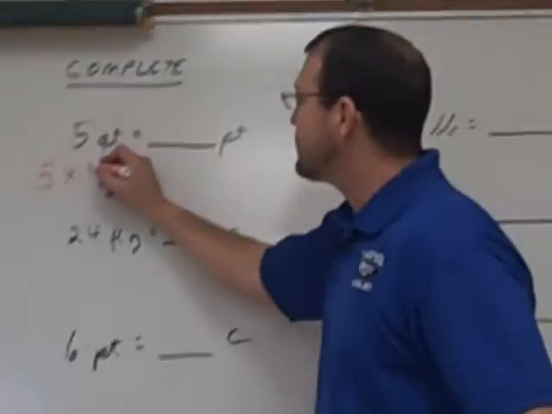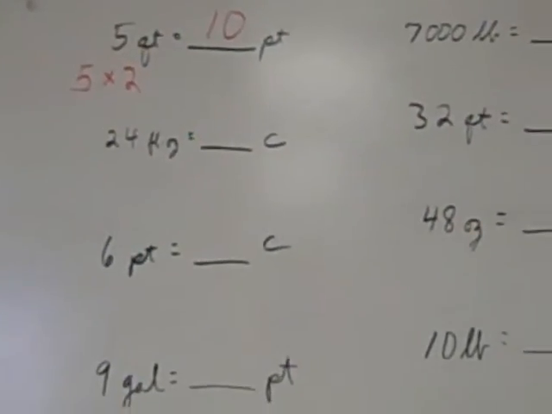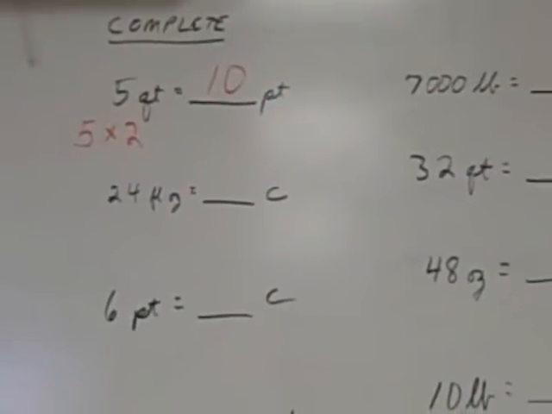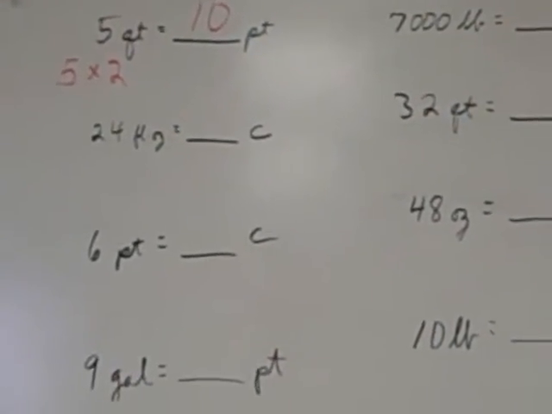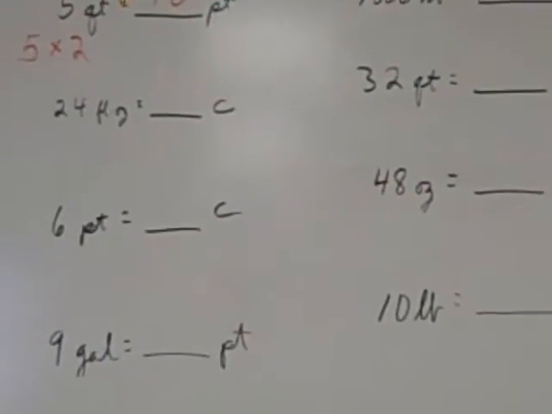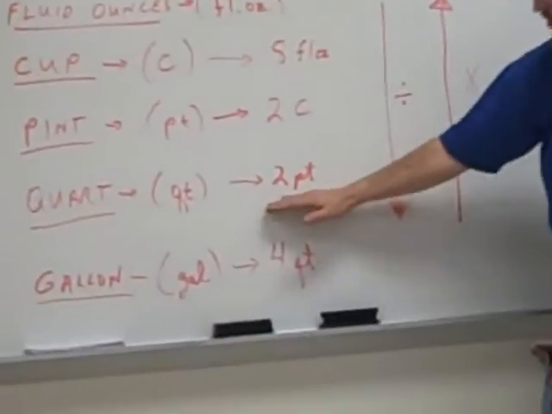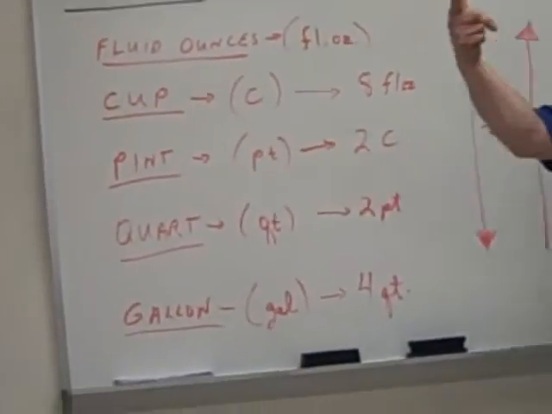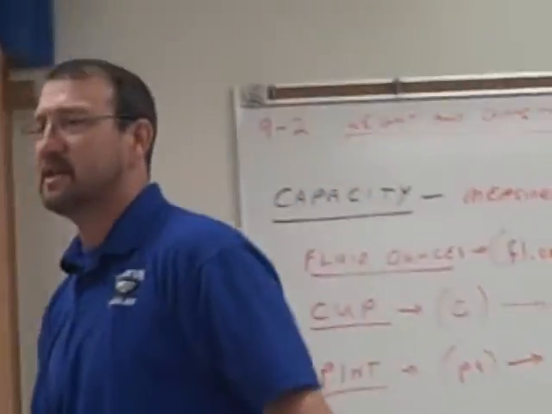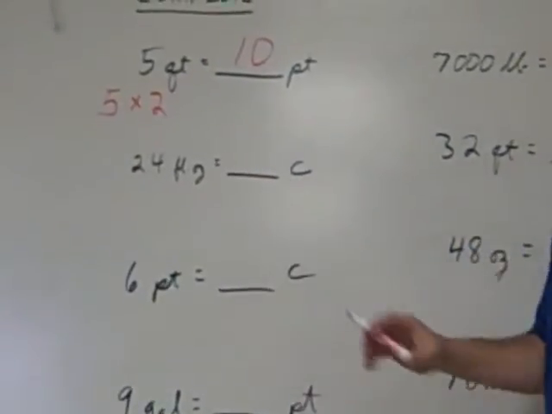Do the mathematics. So what do we get? 10 pints. First determine, am I going big to small? Oh, let's multiply. So I've got 5, put a multiply. Look at your chart. Find quarts and pints on the same level. There's another number, 2. Put it in there, and you have your answer. 5 quarts is the same as 10 pints. Okay? Do another. 24 fluid ounces is how many cups?